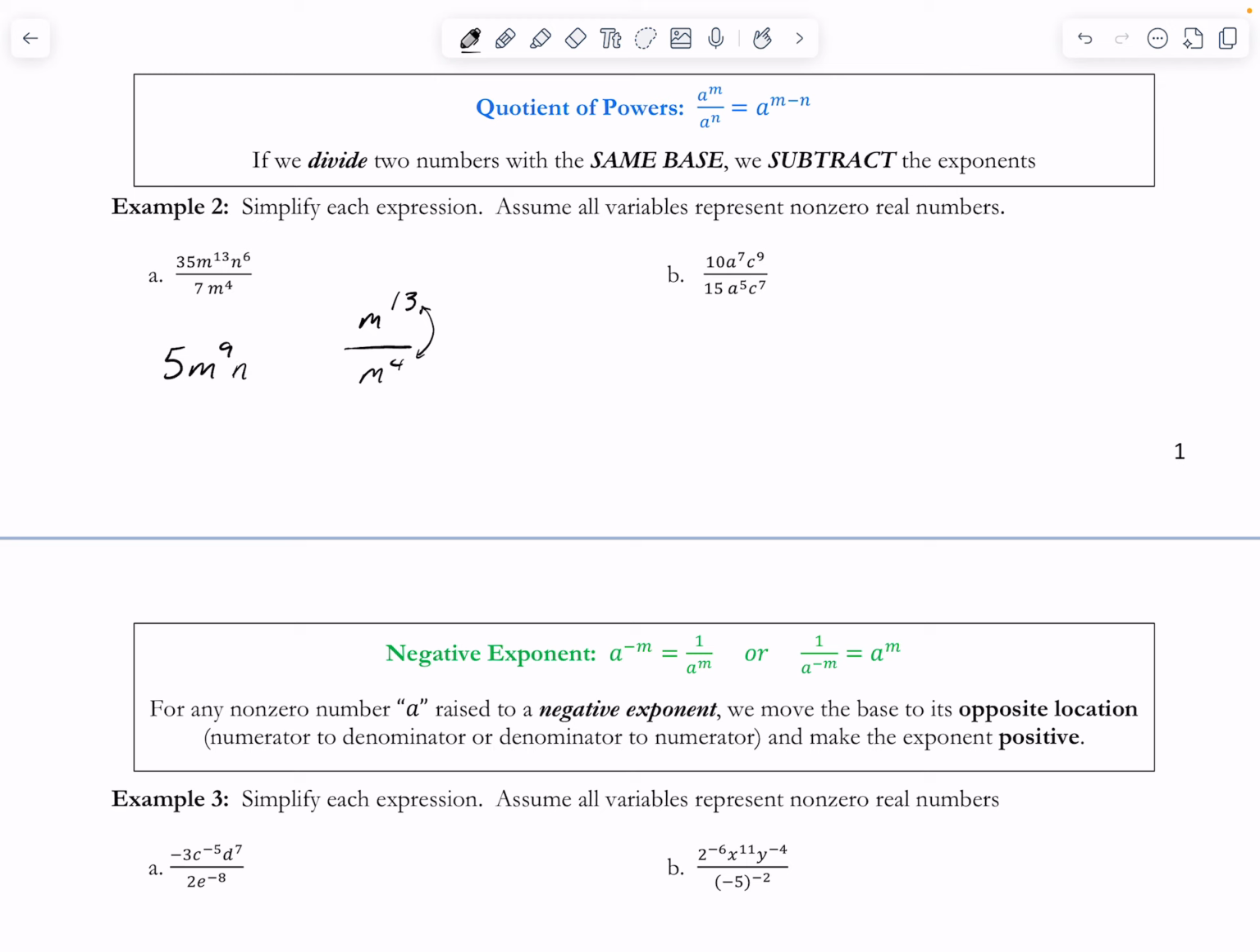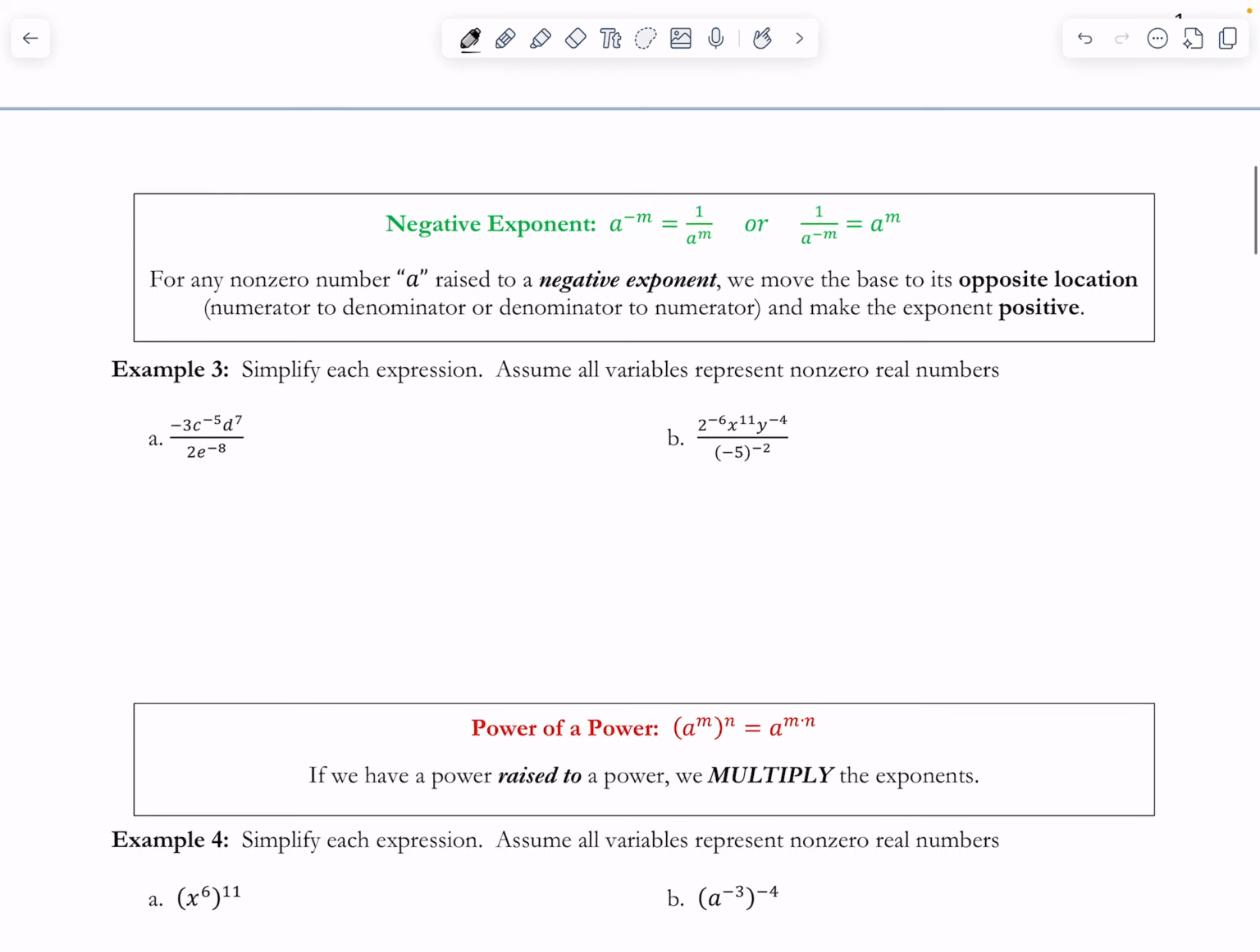And then we just bring the n to the 6th power in the answer, since there's no other base of n. Okay, this next one here, I'm going to reduce 10 over 15 by dividing both of those by 5 to get 2/3. And then we have a to the 7th power over a to the 5th power is a squared. C to the 9th power over c to the 7th power is c squared. So the answer is going to be 2a squared c squared over 3. I'll center that 3 for you.